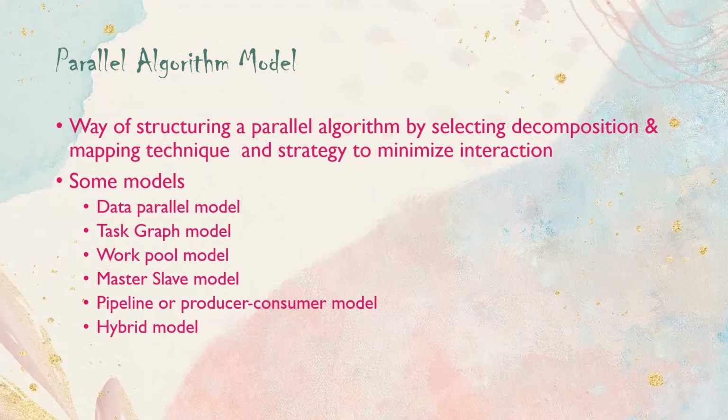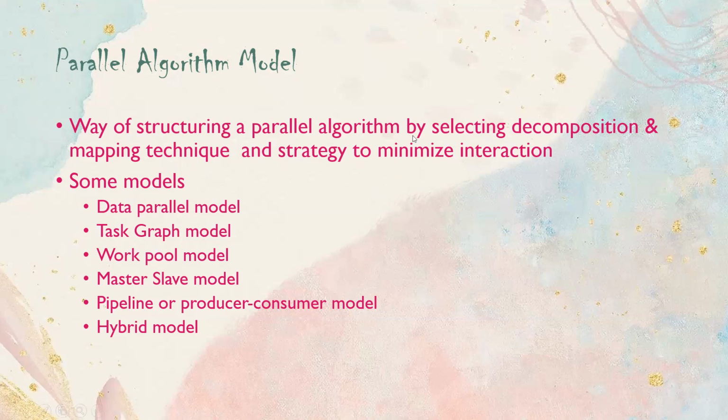So there are 6 basic models which we will be looking at in today's class. One is called the data parallel model. Then we have the task graph model, work pool model, master slave model, pipeline producer consumer model, and finally we have something called the hybrid model. So we will be looking at all of these in the next slides.